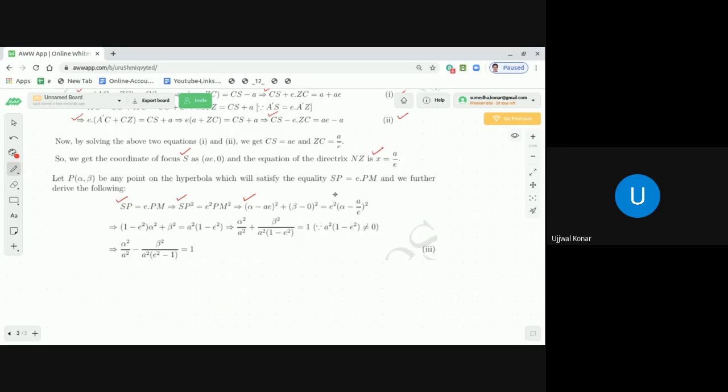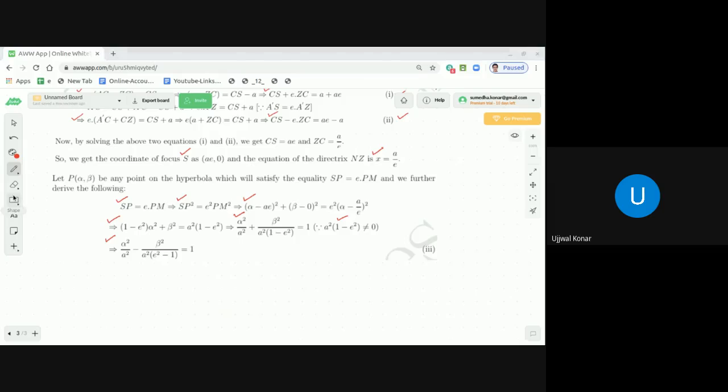Perpendicular distance from the variable point P having coordinate alpha comma beta to the directrix having equation x equal to a by e, and we get this one. After that, if we simplify, we get this statement followed by this statement. And we are able to divide by a square into (1 minus e square) because it is not equal to 0 as it is written here. So then, dear students, we get an equation: alpha square by a square minus beta square by a square into (e square minus 1) is equal to 1.